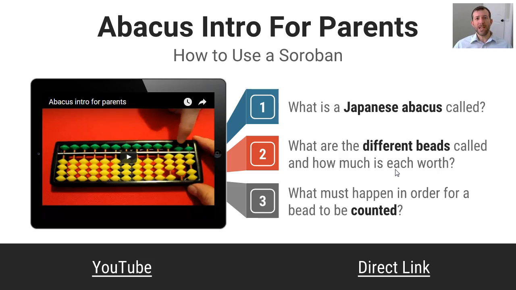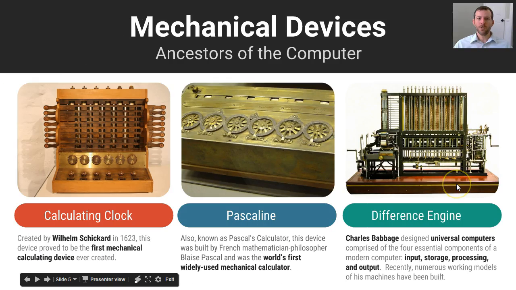An abacus normally has two sets of beads, heavenly beads and earthly beads. These beads are strung across rods, and the beads can be manipulated in order to do what we call arithmetic operations, addition, subtraction, and so forth. Once we became better tool makers, we started making larger, more complicated devices like the calculating clock, the Pascaline, and the difference engine. All of these devices led us on our odyssey towards the modern computer.